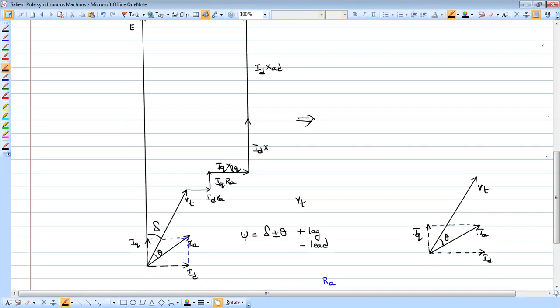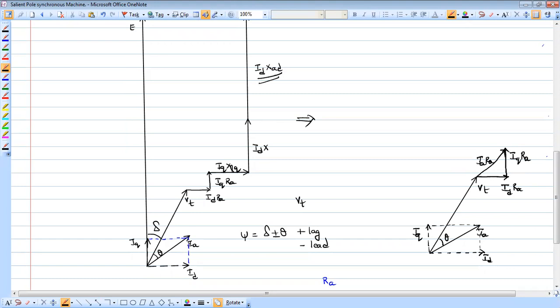Okay, here we have ID into RA, and this one in phase with it, IQ into RA. The sum of these two will be IA into RA, and I can add these two, right?